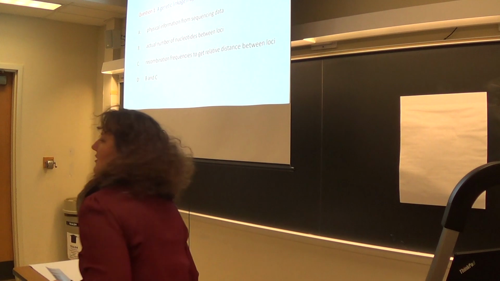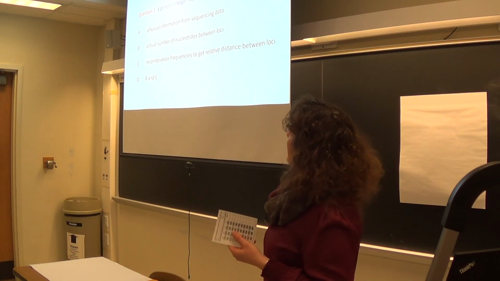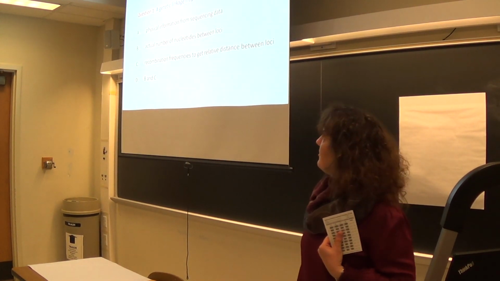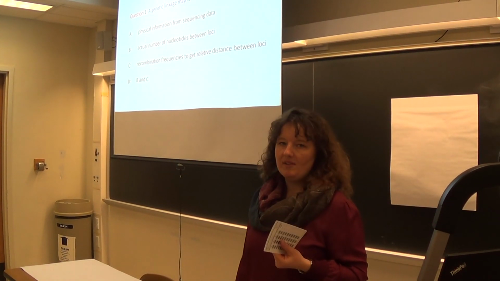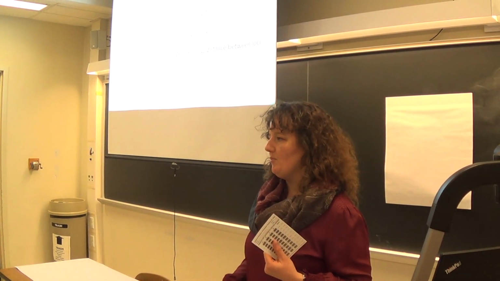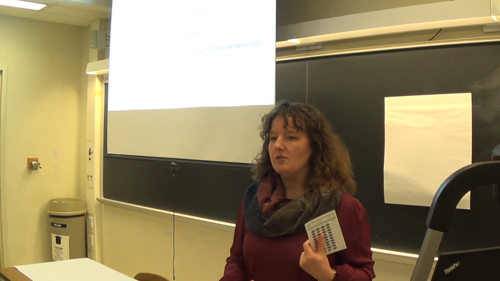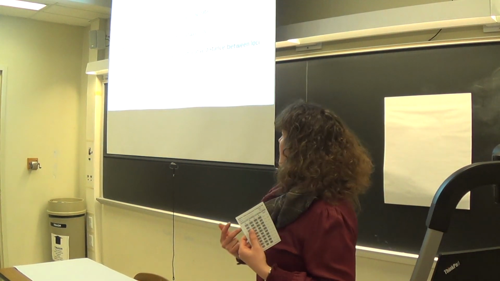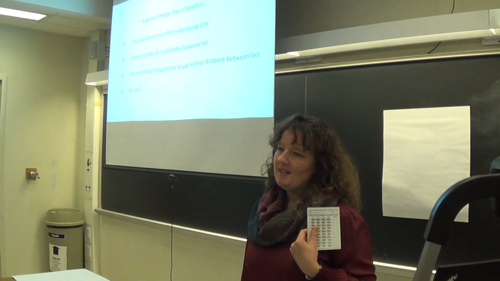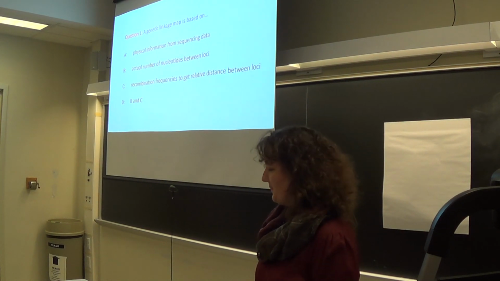Thanks. So question number 1 is: a genetic linkage map is based on what? A, it's physical information from sequencing data. B, it's the actual number of nucleotides between loci. C, it's recombination frequencies to get the relative distances. Or D, it's B and C together. So think about it. What do you think is the correct answer?